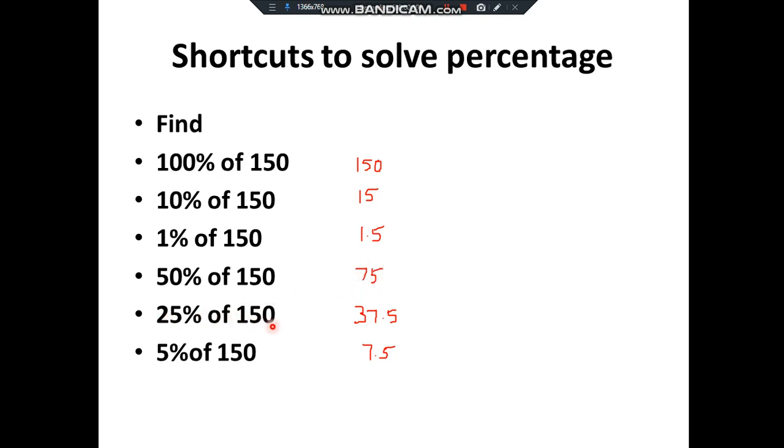25 percentage of 150 can be found by two methods. Either go by directly dividing it by 4: divide 150 by 4 and you will get 37.5. Or else 50 percentage is 75, so 25 percentage is half of 75, which is again 37.5. Again, 5 percentage of 150: we know 50 percentage of 150 is 75, and 5 percentage means just keep a decimal point, so 7.5 is the answer. These are some of the easy percentage values that can be found for the numbers.